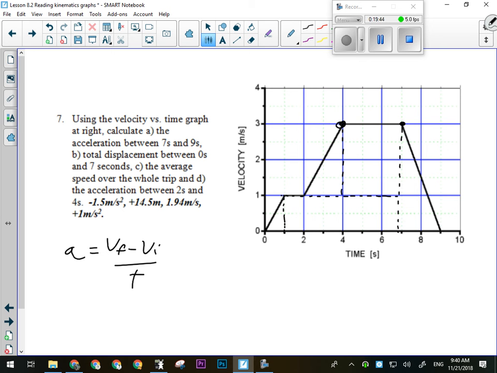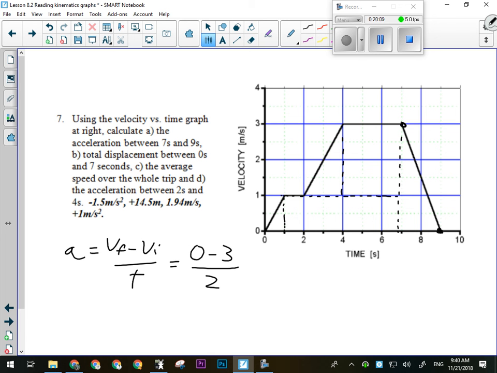Sorry, 7 and 9 seconds, sorry. I'm looking at, yeah, okay, sorry, 7 to 9 seconds, right here and right here. I was going to say this is really easy, it's 0, but it's not. Okay, so here's what we have. We're going from 3 meters per second to 0 meters per second. So VF is 0, VI is 3, and that takes 2 seconds, right?